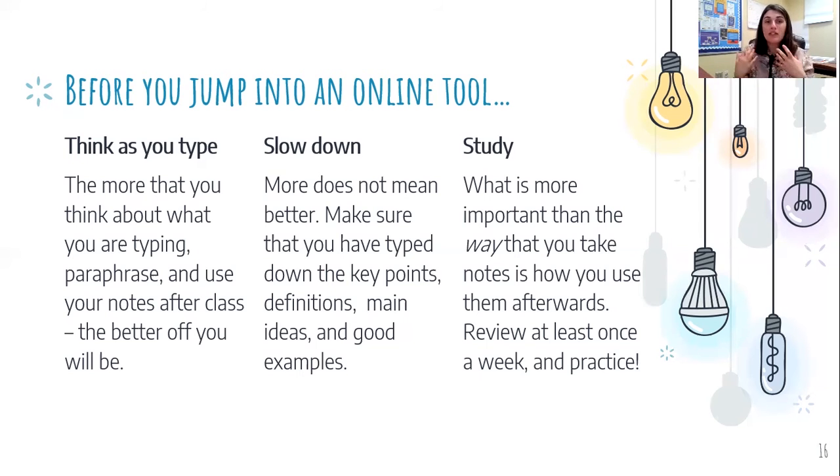Related to thinking as you type, you want to slow down. Make sure you're not writing down every word. Make sure you're just putting down the key points, key terms and definitions, any main ideas or good examples. You don't have to write everything down, and you certainly don't have to type everything down.